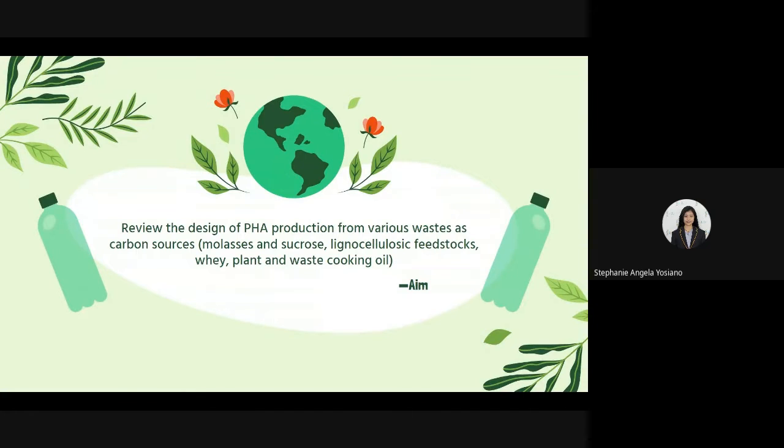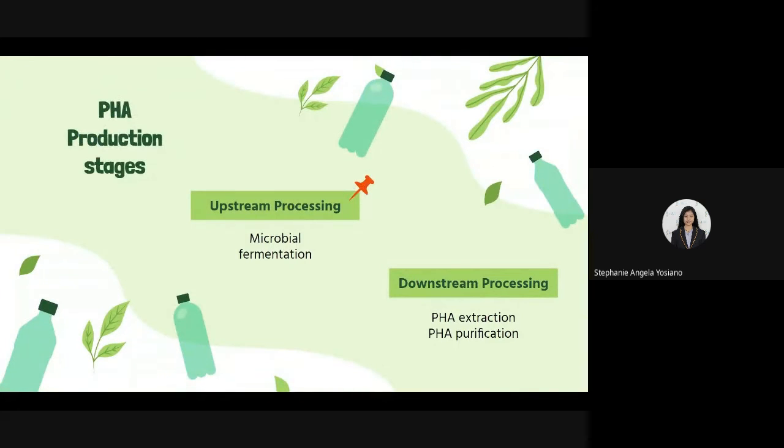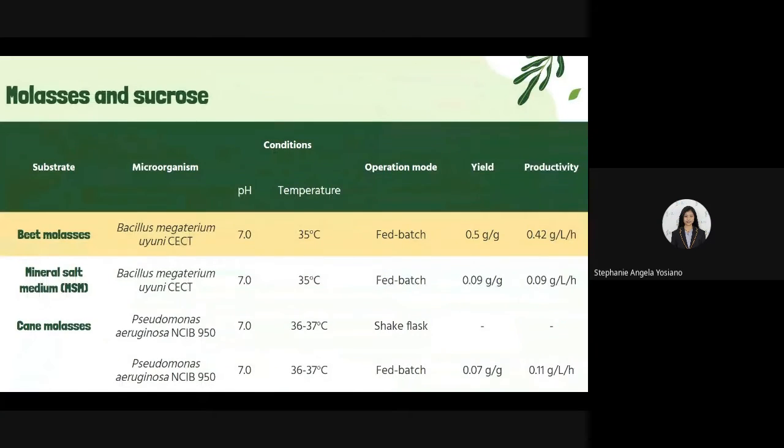Our study aims to review the design of PHA production from various wastes as carbon substrates, such as molasses and sucrose, lignocellulosic feedstocks, whey, plant and waste cooking oil. There are mainly two steps of PHA production, which are upstream and downstream processing. Now let's have a look at the upstream processing first.